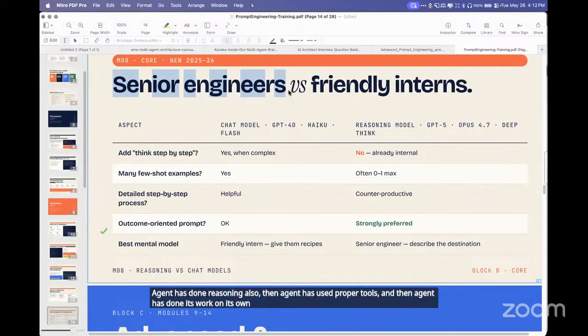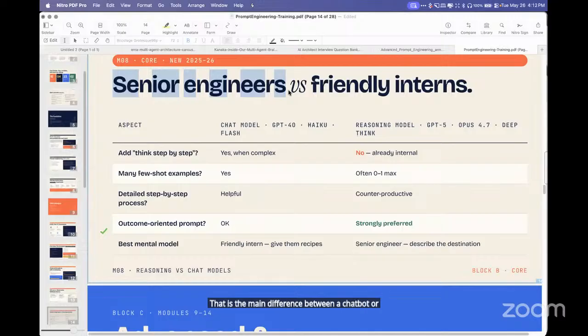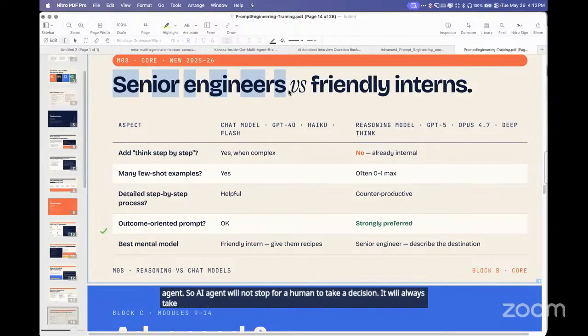So an AI agent will not always wait for a human to take a decision, but it can take its own decision by doing reasoning. That is the main difference between a chatbot or a general AI script and an AI agent. An AI agent will not stop for a human to take a decision. It will always take decisions on its own, and with that it will call external APIs using a tool use case. So this is the main difference we need to understand between an AI agent and a generalized Gen AI script.